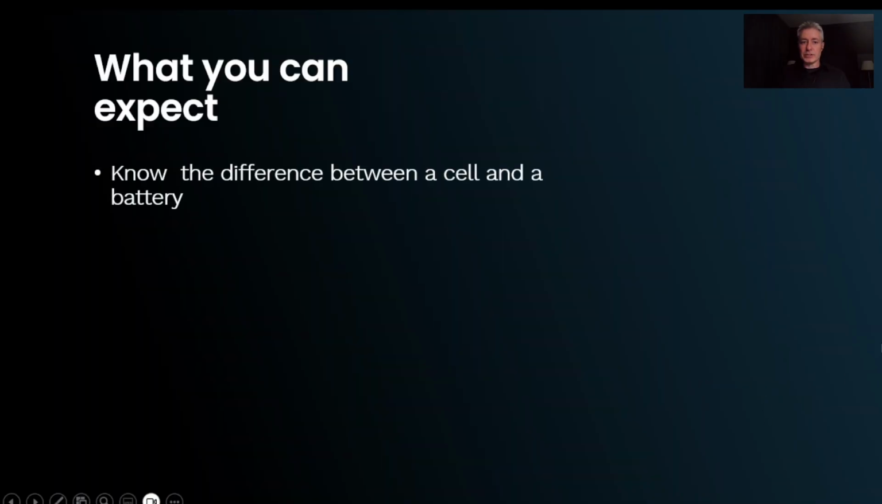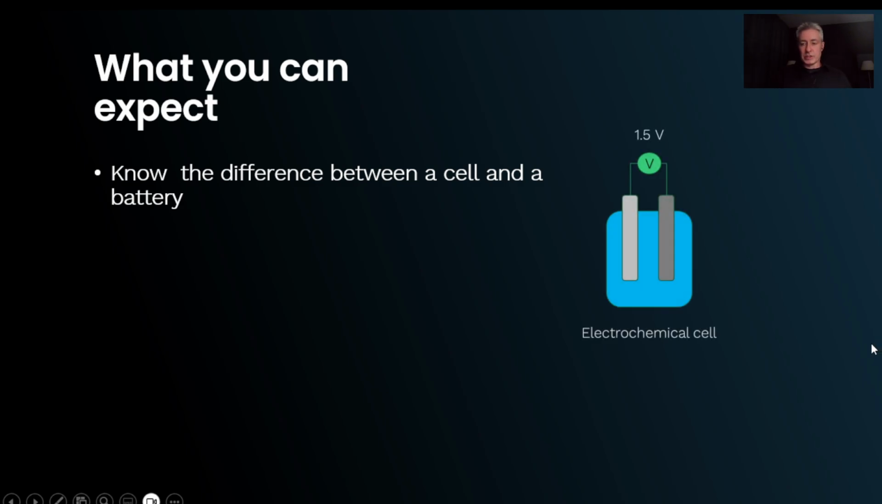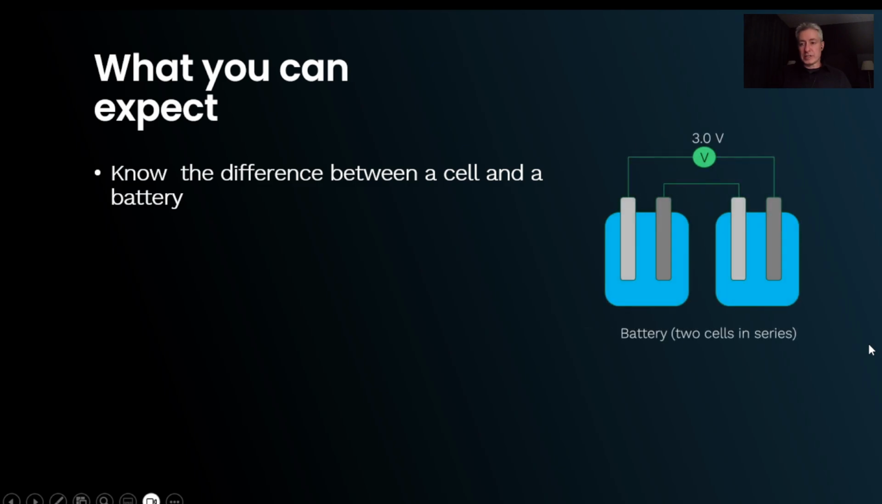So I'm going to jump straight into it and say, what can you expect from this video? Well, you'll learn the difference between a cell and a battery. This is not super complicated. We'll have a singular assembly we'd call a cell, and when we put two cells together, for example, we call that a battery. But we will go into that in a little bit more detail in a slide or two.